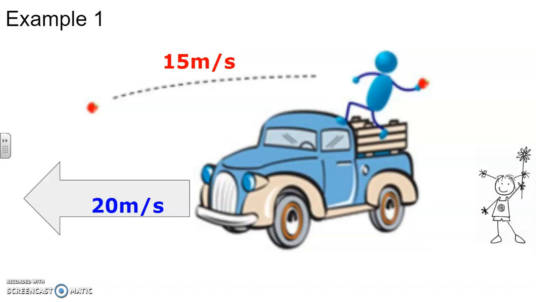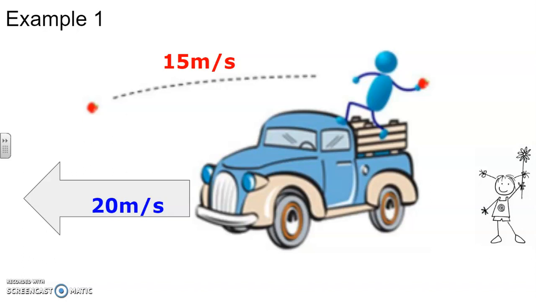If I'm not really paying attention to what's going on around me, like the fact that I'm standing in the back of a moving truck, how fast would I say the apples are moving? Well, I would still say they're moving at 15 meters per second. But what about the girl on the sidewalk, my friend? How fast would she say the apple's moving?